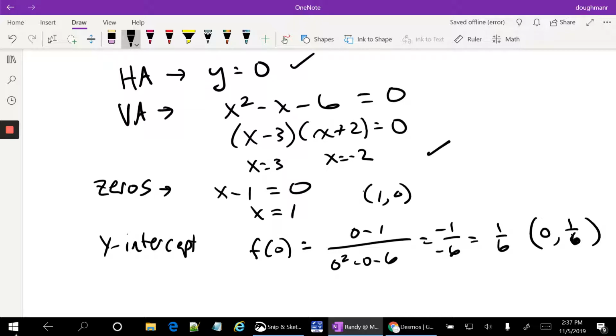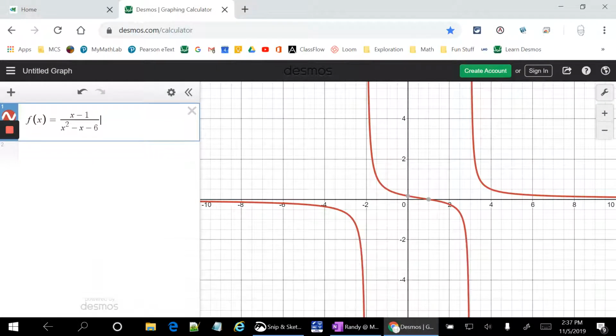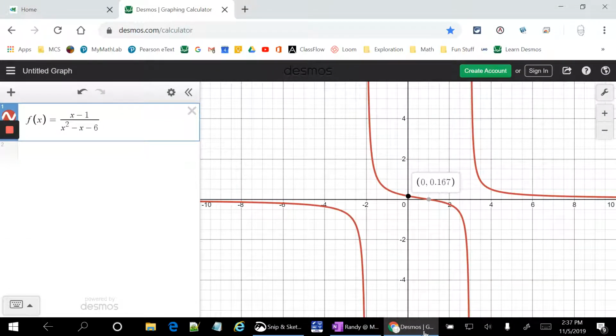the point (0, 1/6). Right. And just to check our work, let's look at the graph. The graph shows us that we've got a y-intercept at 0.167, which is approximately 1/6, so we can check that. We've got an x-intercept at 1.